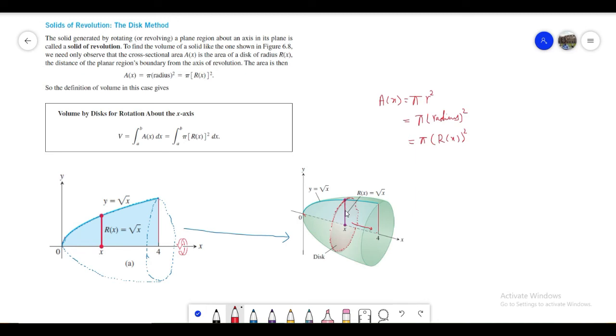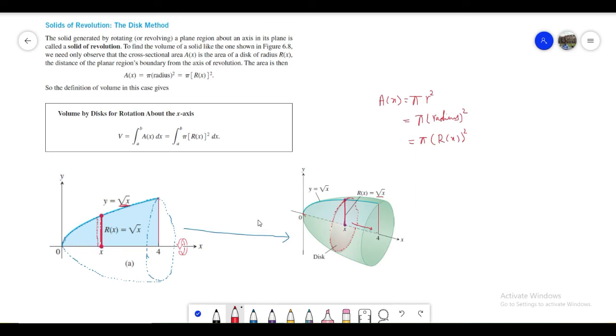We only need to cater to this one, which is the radius. Of course, the radius here is basically the root of x, which is the value of the function. It is also clearly indicated from here to the boundary, which is the function root of x. So as x gets larger and larger, this will grow more and more. This is why we call it the radius.